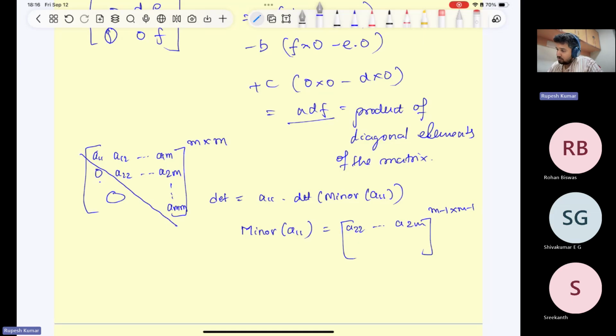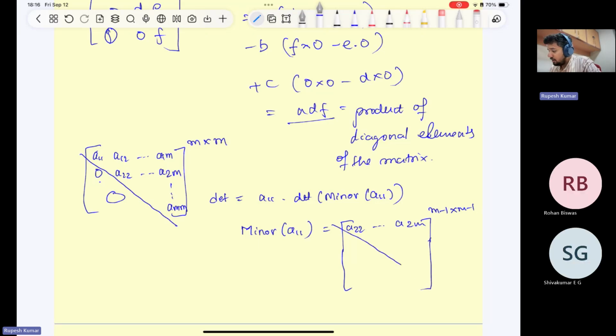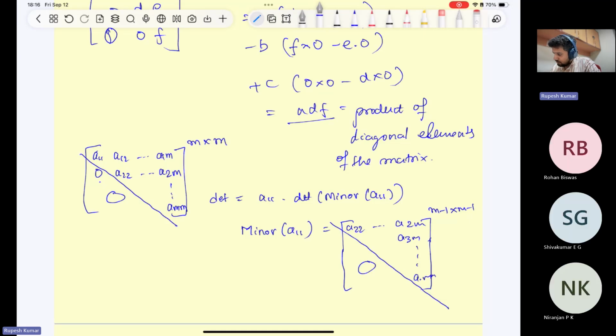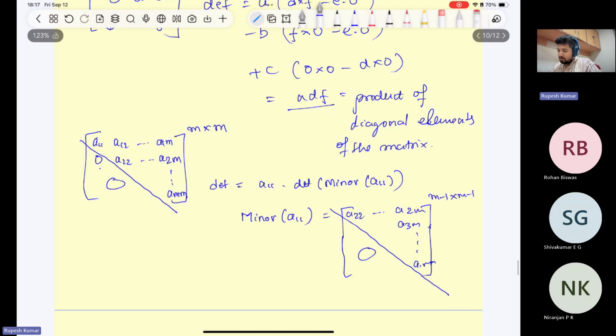And again, this is a square matrix. Fine. This is a square matrix like this. And the lower triangular part, the elements below the diagonal will be 0. So you will see A3M here, and towards the end, A3M and AMM, right? Am I right? Yeah, I am right. So now again, this is a lower upper triangular matrix, right?